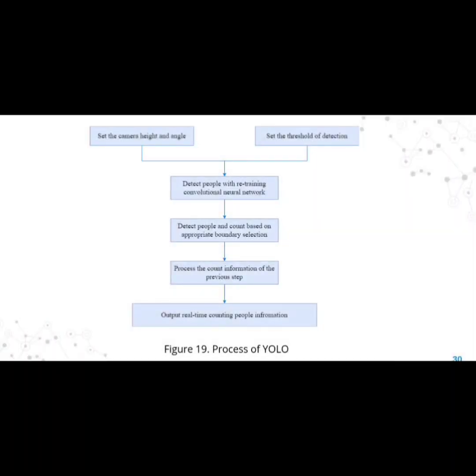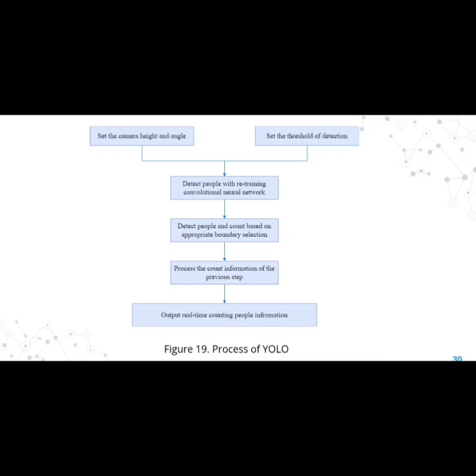First, we have to set a camera correctly. After that, the next step is setting the detection threshold. The detection results below the threshold will not be counted. The next step is we detect people through a retrained CNN. YOLO divides the image into grid cells, and for each grid cell it predicts two object boundary boxes as well as confidence scores for those boxes.